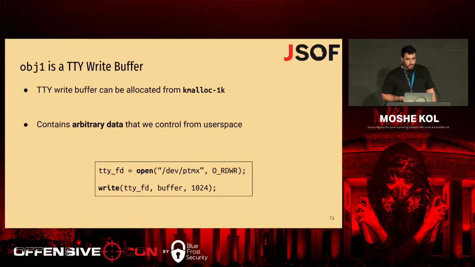So for the first object, I chose the TTY write buffer, which is very convenient because we can control its data from user space. So we can ensure that it has just a DWORD with all zeros but the least significant byte. And also it is allocated from kmalloc-1k and we control its lifetime. To allocate this object, we call open on /dev/ptmx and then write to the resulting FD the buffer that we control of size 1 kilobyte.